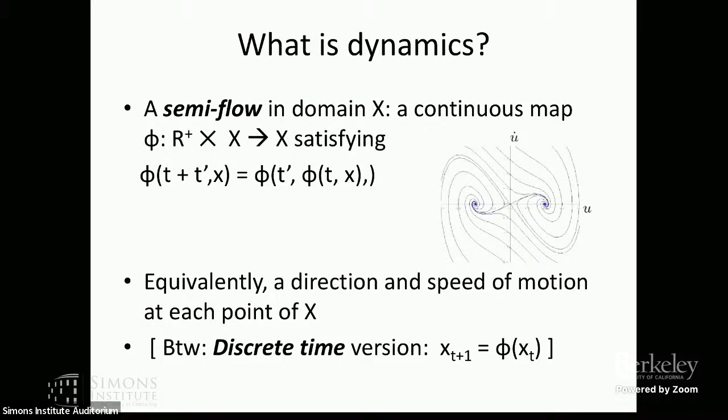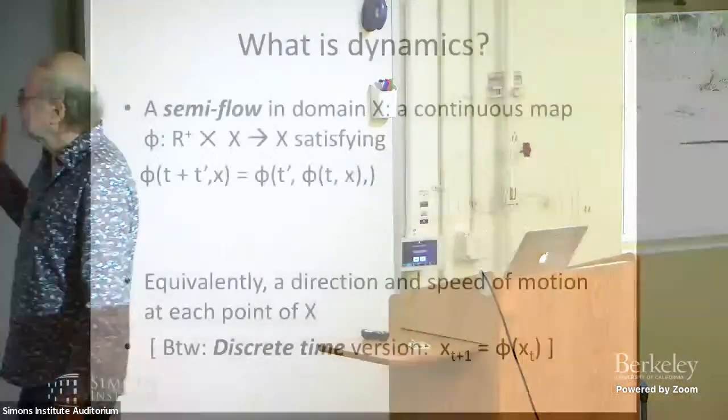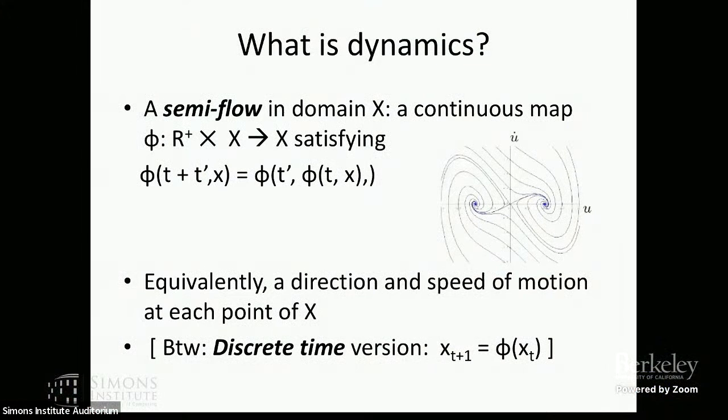A dynamics is something like this. In other words, a well-prescribed motion of a point in high-dimensional space. What is it? A flow in domain X is a continuous map from the reals, which is time, and X to X, and it must satisfy this. So you know that time adds up. So that's a semi-flow.